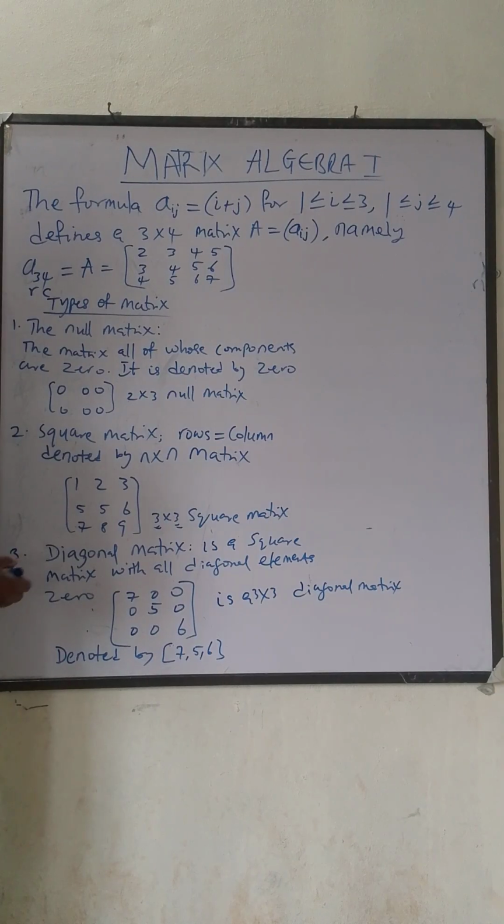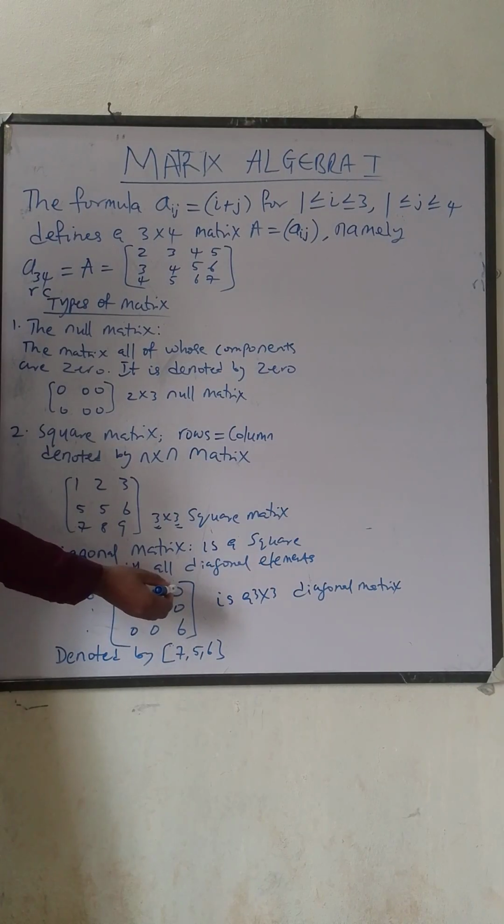What else do we have? We have a diagonal matrix. A diagonal matrix is a square matrix with all the off-diagonal elements 0, which is very simple for you to see. Can you see all the diagonal elements? We have 7. See the diagonal elements. We have 7, 0, 0, 0.